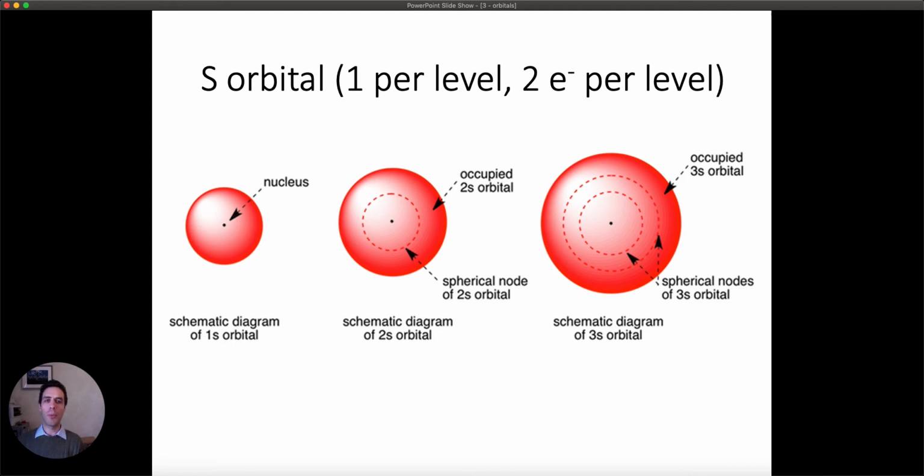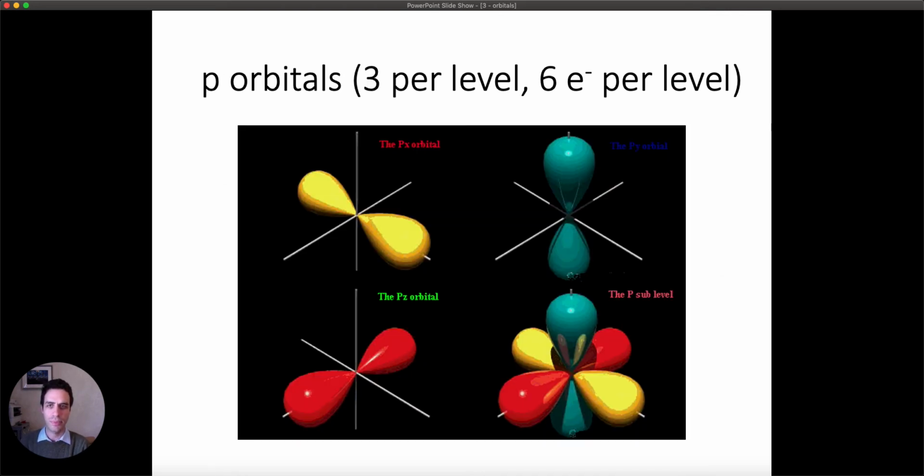So here's what the orbitals look like. S orbitals are spherical. It's the simplest shape. There is 1 s orbital per level, so there is one 1s orbital and one 2s orbital and one 3s orbital. And they're just different sizes. So 1s is small, 2s is bigger, 3s is even bigger, but the shape is all the same. And each s orbital holds 2 electrons.